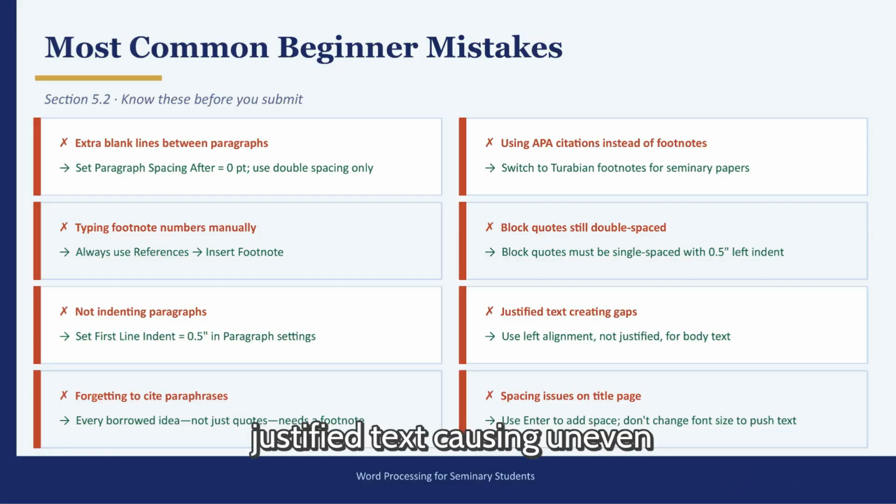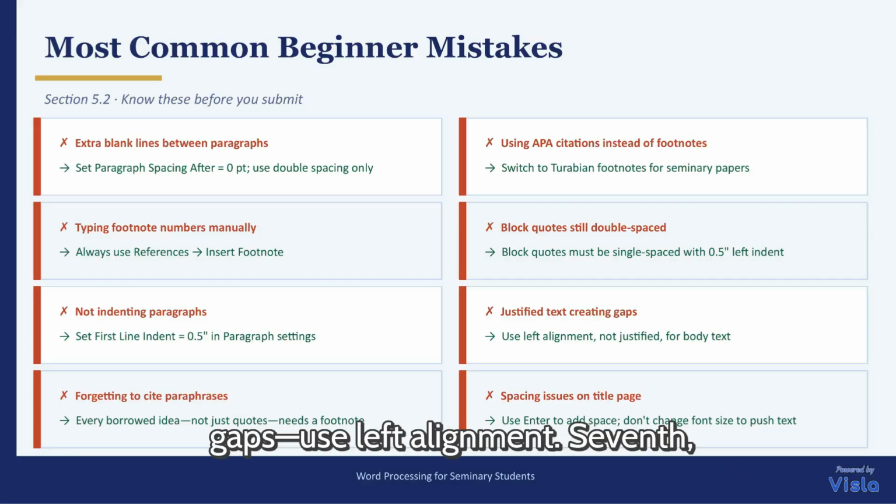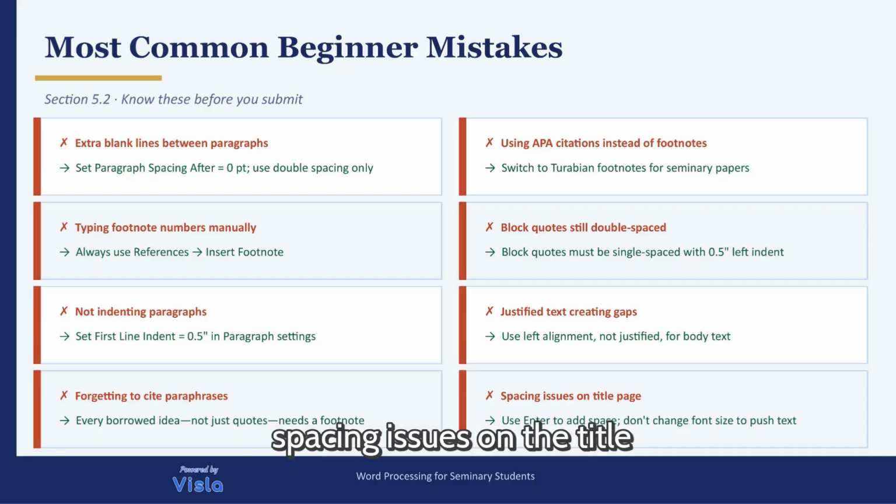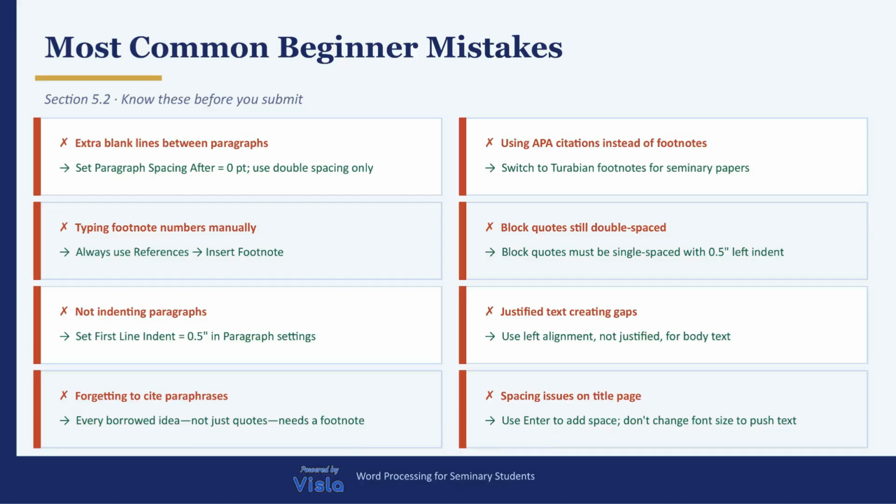Sixth, justified text causing uneven gaps. Use left alignment. Seventh, forgetting to cite paraphrases. Add a footnote for every borrowed idea. Eighth, spacing issues on the title page. Use Enter to adjust space, not font size.